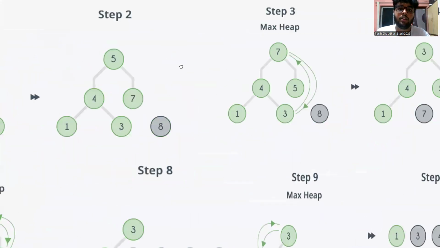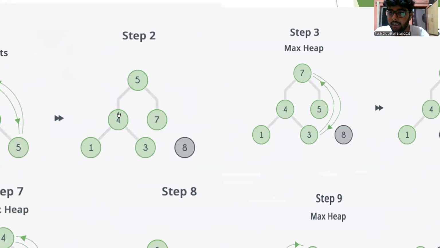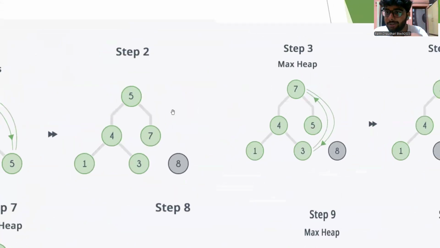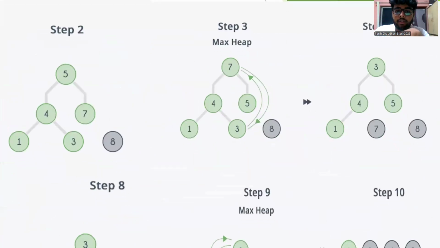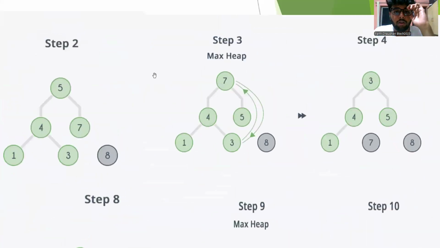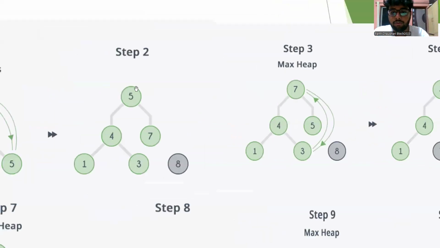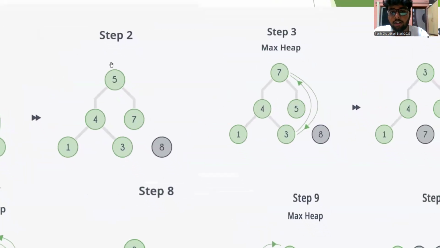But again, we have a binary tree here, but it does not have the property of a max heap. As I told, the property of a max heap is always that the parent element should always be larger than the children element. Okay, so what we did here was we put 5 at the topmost.